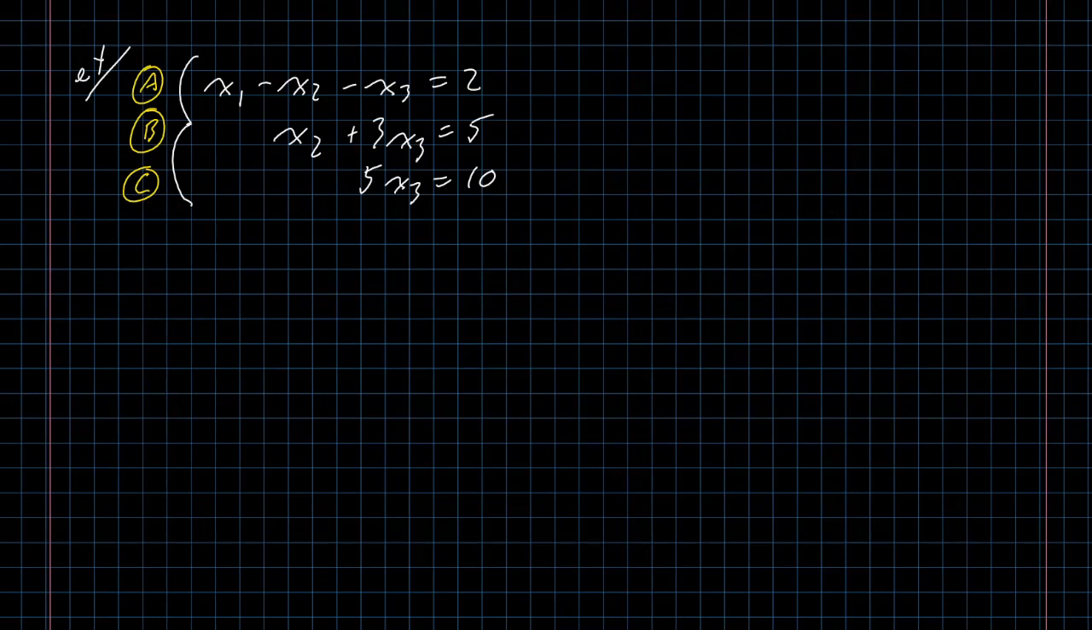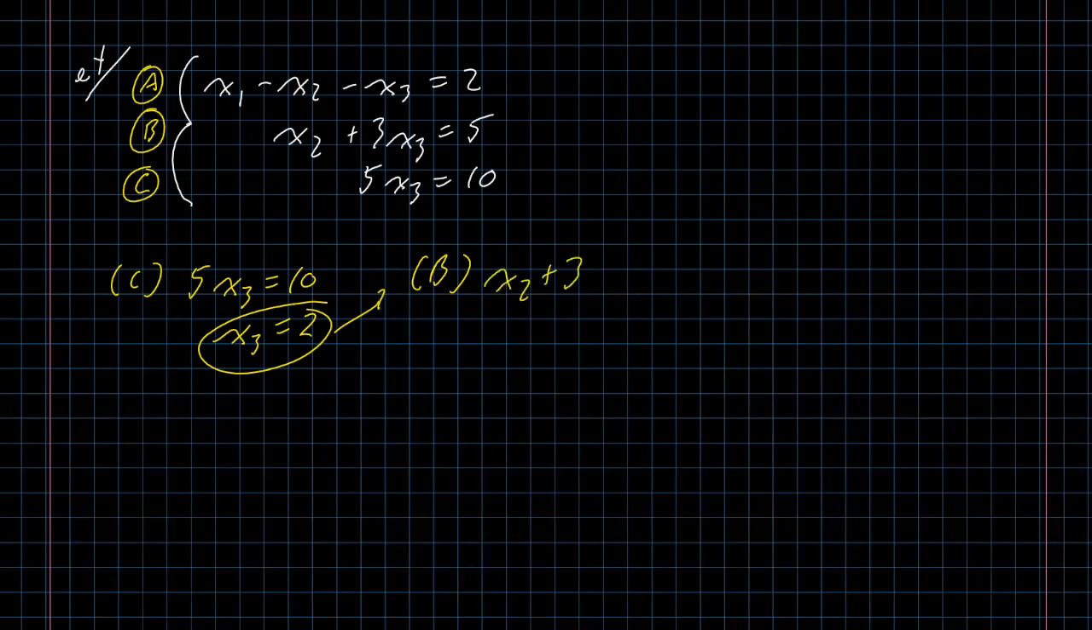And so if I take just equation C, I can very quickly solve and get that x3 is equal to 2. I can then back substitute into equation B. Let's try writing that so it looks like the letter B. I get x2 plus 3 times x3, which is just 2. And I can easily solve that equation and get that x2 is equal to -1.